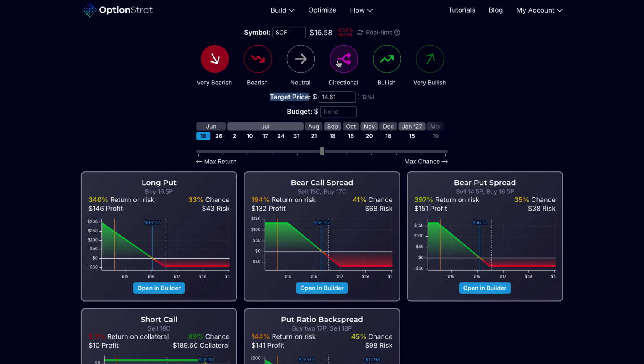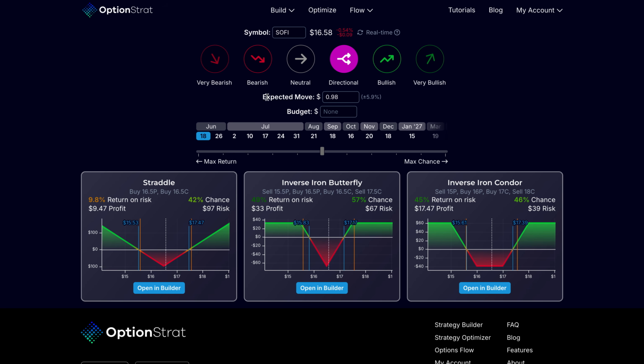Now for directional, it's a little different. For directional, you're going to see expected move, because remember, directional means you think the stock will go either up or down. And so here you can set how much you think the stock will move up or down.